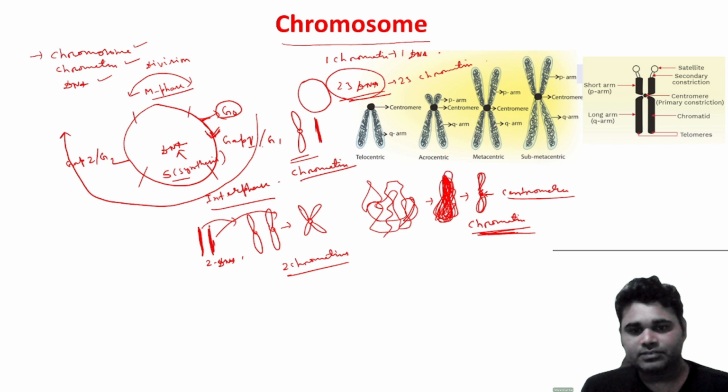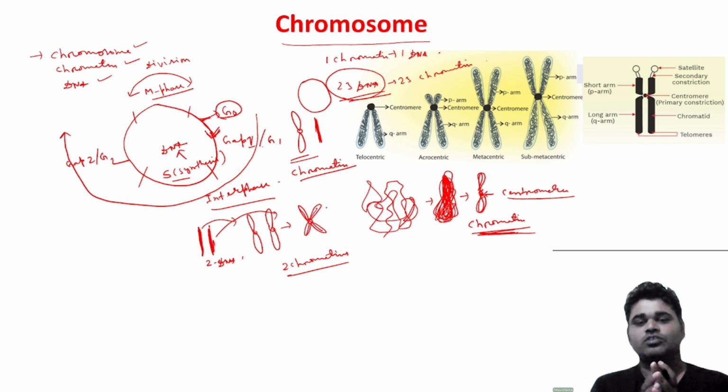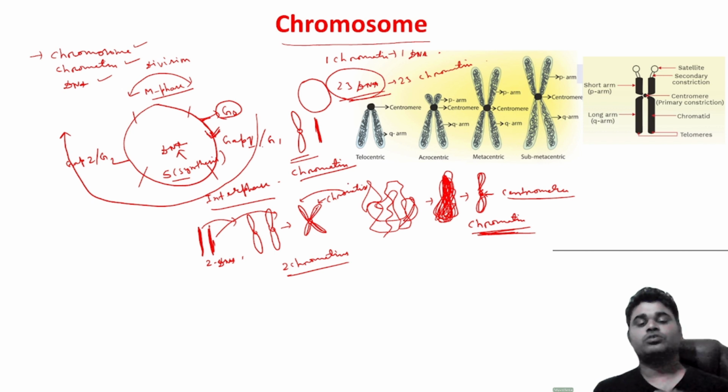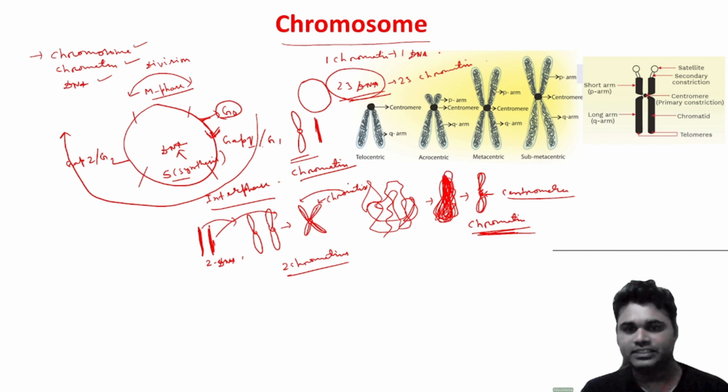So that means this is the first one, this is the second chromatin, they are joined together to form in the S phase. So now this one is called the sister chromatid to each other. That means this one is called the chromatid, this one is also called the chromatid, and these two chromatids are called the sister chromatids to each other. So that means during the S phase, the chromatin looks like this.